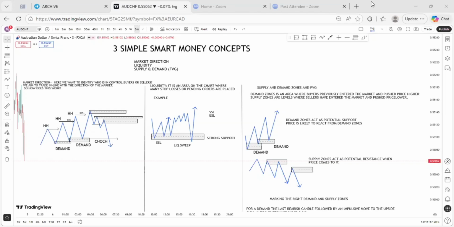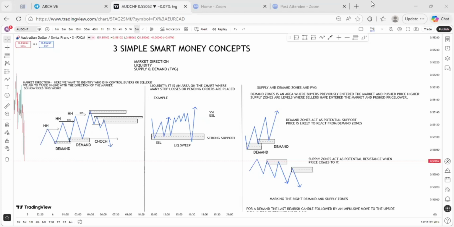So the first one here is the market direction, and then the second one is liquidity, understanding liquidity, where liquidity lies and how to make the best out of it. And then the next one we're talking about is the supply and demand. And then I also added the fair value gap, which is the FVG here. We'll also talk about it a little bit, right? So the market direction, liquidity, supply and demand, and then we'll talk about the fair value gap a little bit, right?